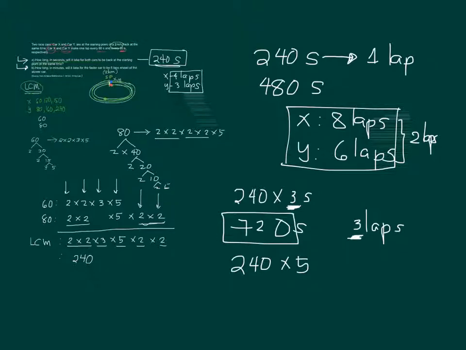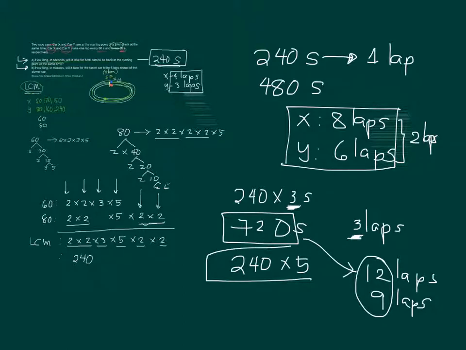At 720, if I divide that by 60, the time for car X, that is 720 divided by 60, and that is 12 laps for car X. And then 720 divided by 80, and that is 9 laps for car Y. And clearly, we could see that car X and car Y have a difference of 3 laps. So our theory seems to be correct.